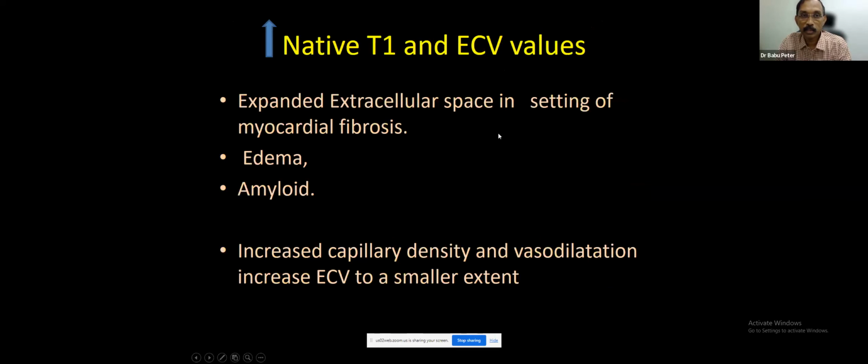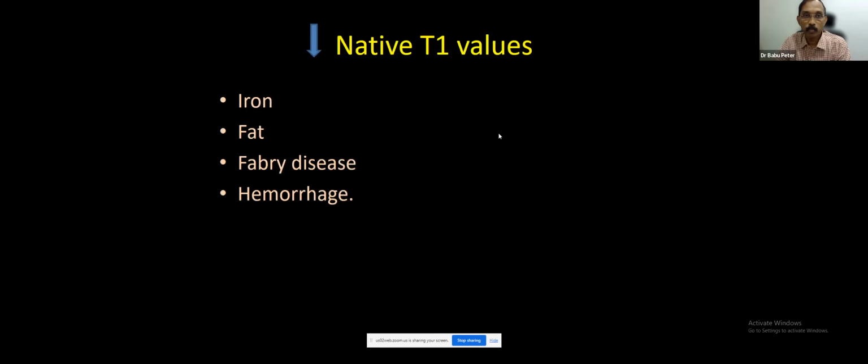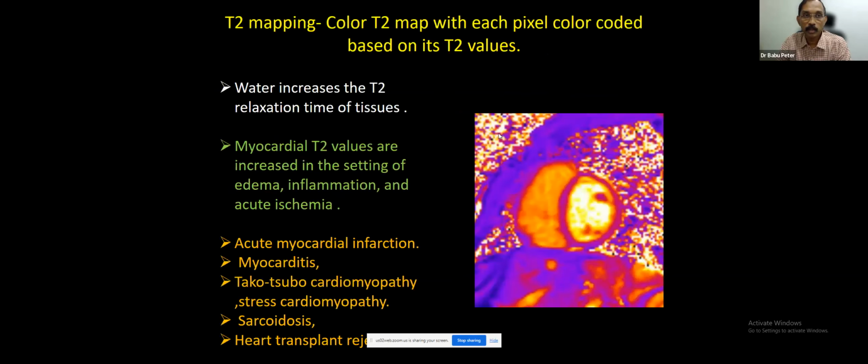What are the conditions that increase native T1 and ECV values? Basically, when the extracellular space is expanded, as in myocardial fibrosis, edema and amyloidosis. Increased capillary density and vasodilation may also increase the extracellular volume. T1 values are typically decreased in iron, fat, Fabry's disease, and hemorrhage. In T2 mapping, because of the water content, the T2 relaxation time is increased, as in edema, inflammation, or acute ischemia.